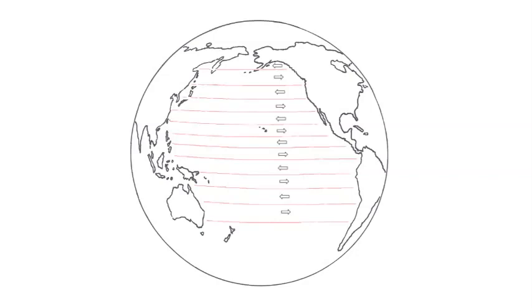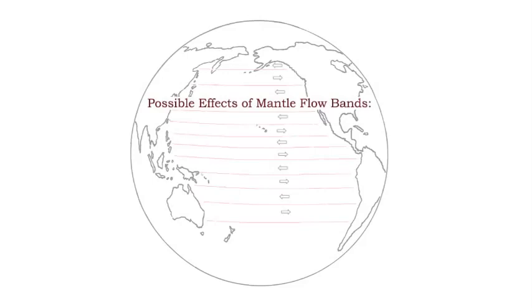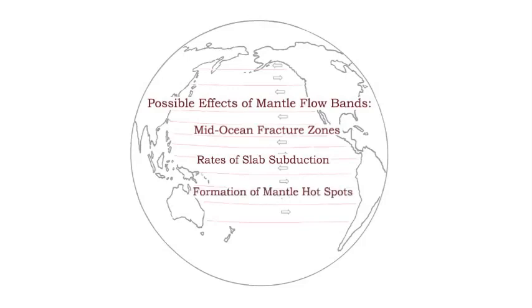Some possible examples of the influences of mantle flow bands, which will be covered during this video, include mid-ocean fracture zones, the rates of slab subduction, and the formation of mantle hotspots.